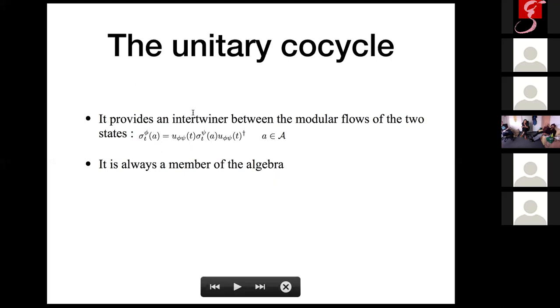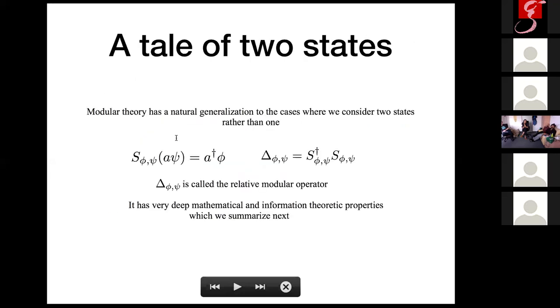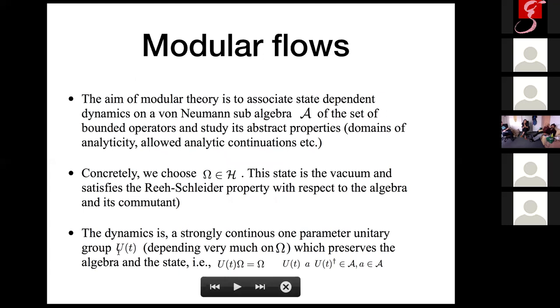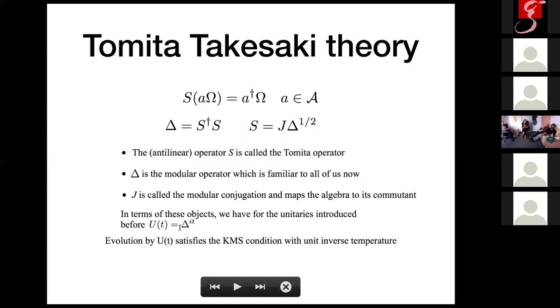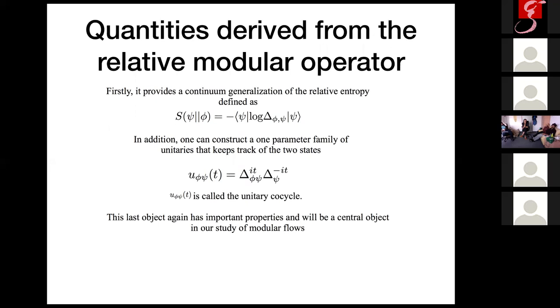This is one of the reasons why Alain Connes is one of the founders of the subject. He discovered this, and he also discovered a nice contrast. This U of t that I wrote here, capital U of t, which was just the modular operator Delta raised to a power, is a bounded operator, but it does not belong in A. If you act with this U of t on elements in the commutant, you will get a non-trivial t dependence. But U phi psi of t is always in A.